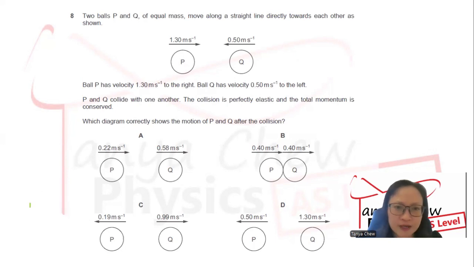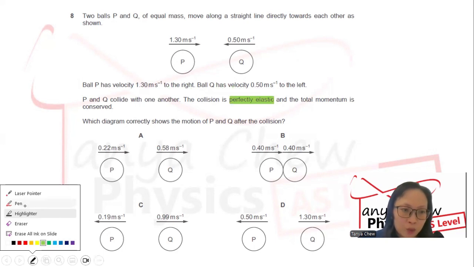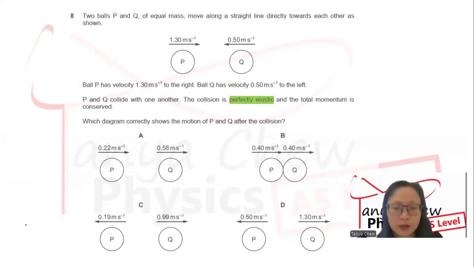Now, I want you to see this. Very simple, perfectly elastic. What does the question mean by perfectly elastic collision? Perfectly elastic collision means that the total momentum before the collision must be equal to the total momentum after the collision, as well as the total kinetic energy before the collision must be equal to the total kinetic energy after the collision.